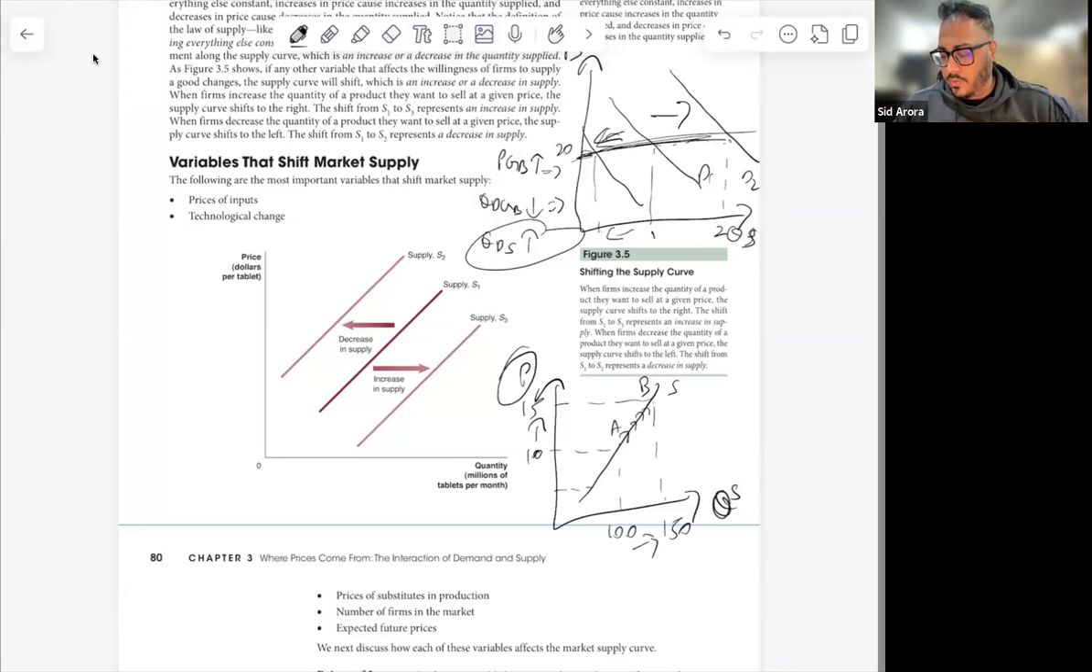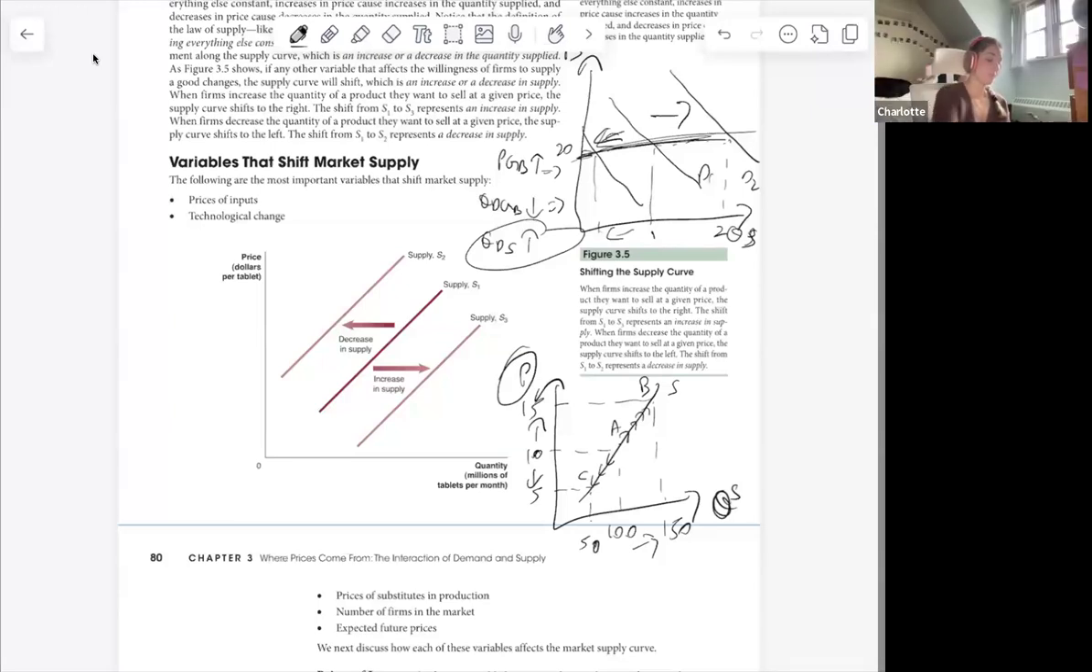And when the price goes down, let's say to 5, quantity supplied goes down to 50. So that's point C. So now you're moving down along the supply curve. Okay, so when the price goes down, there's a downward movement along the supply curve. So these are the two cases when there's a movement along the supply curve.